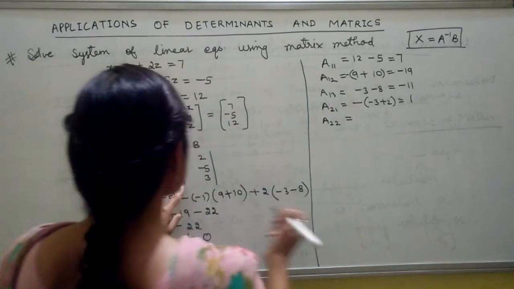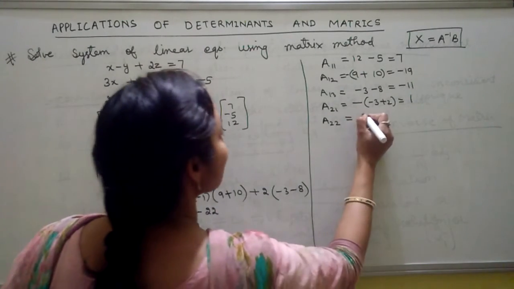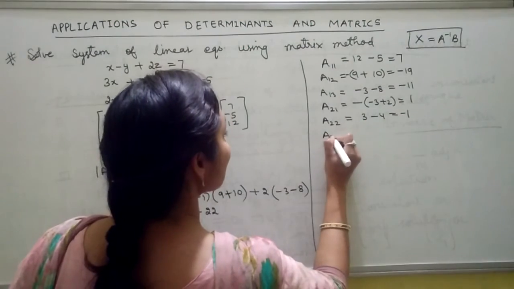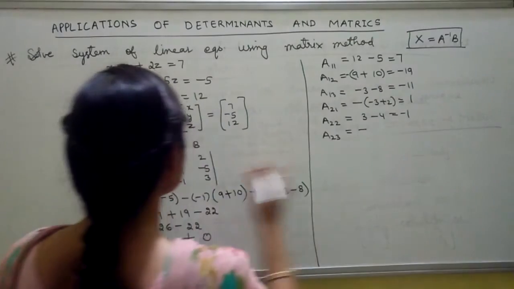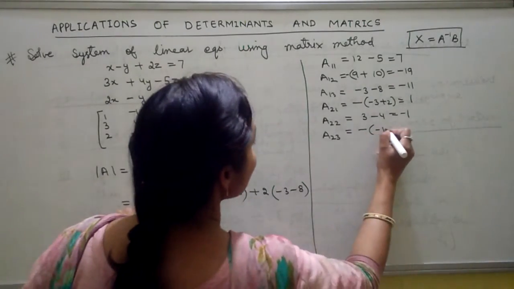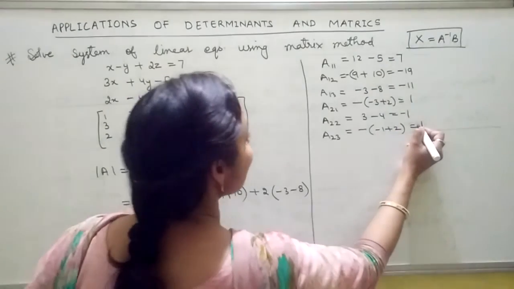A22. This and this will cancel. 3 minus 4, that is minus 1. A23 with the negative sign. This and this will cancel. Negative 1 plus 2, so that is equal to 1, with the negative sign, negative 1.